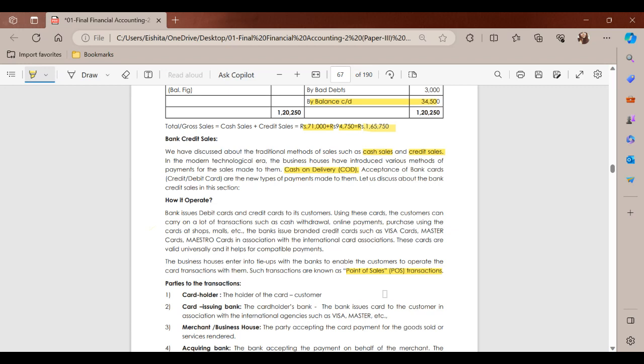Suppose you use this card to buy Haldiram sweets, 1 kilo for 500 rupees. So at Haldiram, you go, you pay using the MasterCard or Visa card, 500 rupees, and the bank will debit you 500 immediately. Okay. So this is known as the point of sales transaction. Okay.